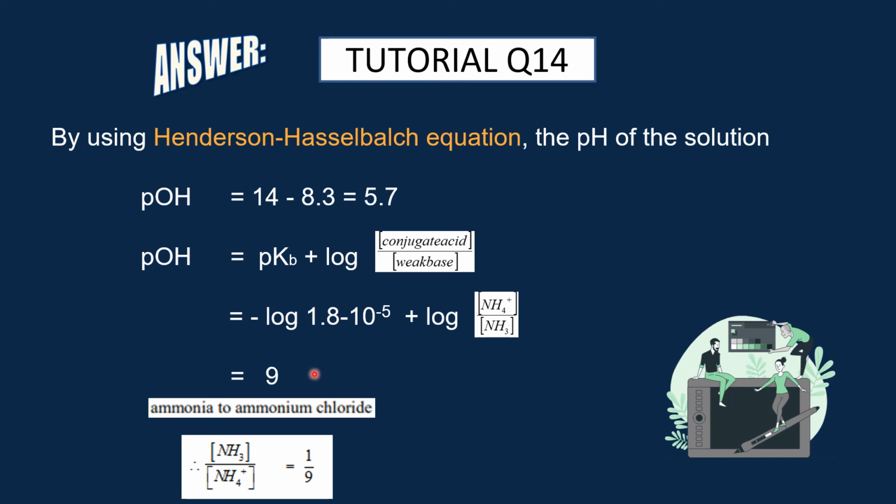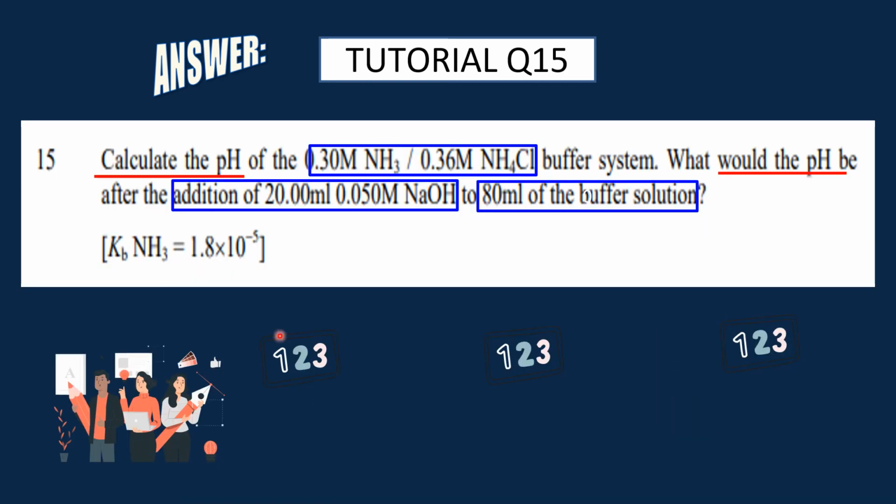According to this Henderson-Hasselbalch equation, the ratio that we get is ammonium to ammonia. So the answer is 9. But now the question asks about ammonia to ammonium chloride. That's why we reverse it, and the answer becomes 1/9. So you must train yourself to press the calculator correctly. The ratio of ammonium to ammonia is 9, but the question asks about ammonia to ammonium chloride, so you just reverse.